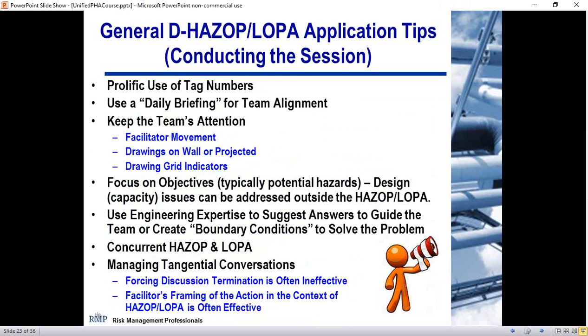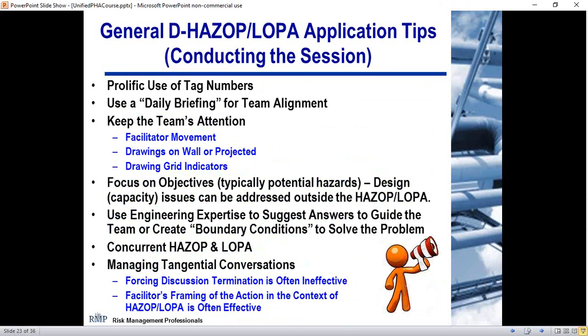I also do a daily briefing to align the team in terms of what they're doing and what their objectives are. And I move around a lot. I'll point to drawings on the wall and to the projected image on the screen. All those things I do to engage them, keep them awake, keep them focused on what's being done. I don't need to jump out of my chair or walk around and point to drawings on the wall for my benefit. It's a matter of keeping the team focused so you can do good quality work in the time that's available to you. Focusing on the objectives is important.